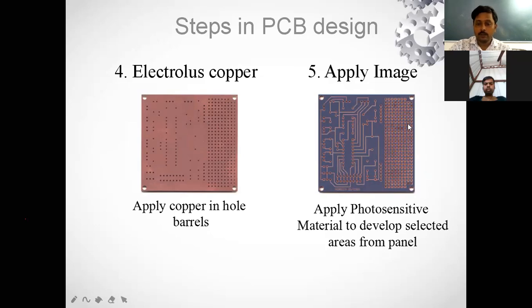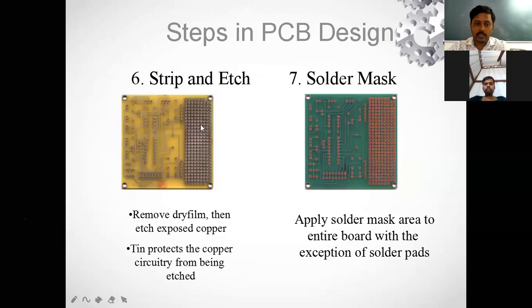Okay, the exact procedure of designing the PCB I have already placed in Google Classroom. You can just have a look at that video. So this is how the development is done, and after development you will get this type of printed circuit board. Now, since you have applied a material on it, you have to etch that material. This is called stripping and etching. You have to remove the dry film, then etch the exposed copper.